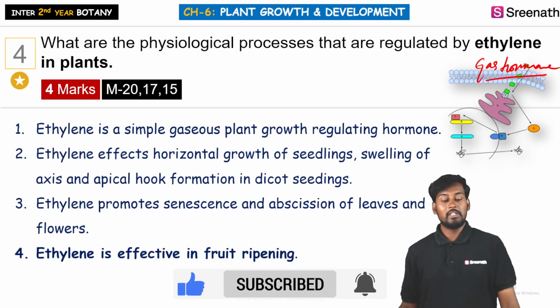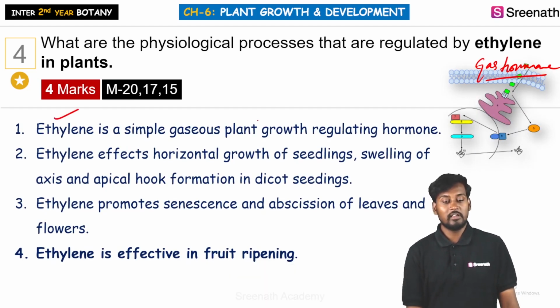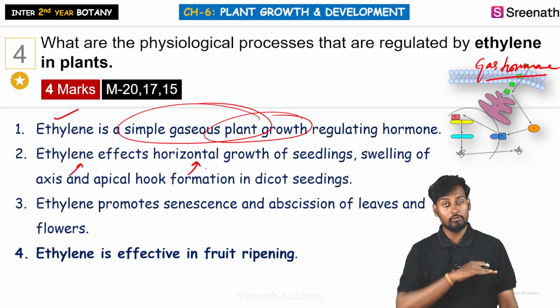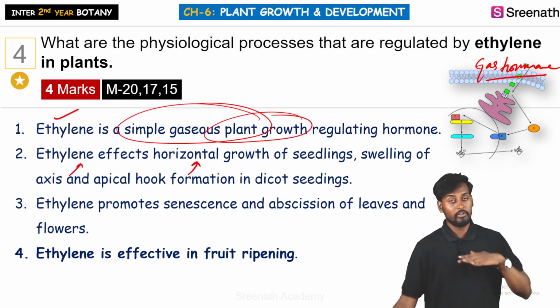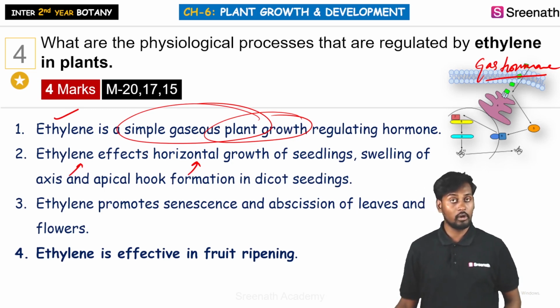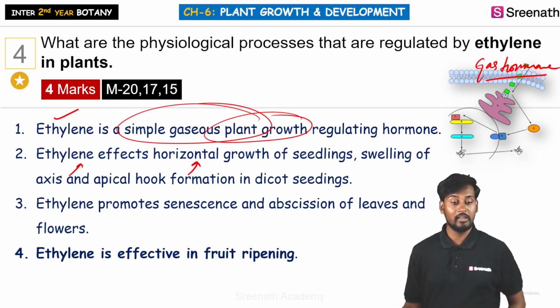So in this, ethylene is a simple gas hormone, which is a plant growth regulator hormone present in the plants. Coming to ethylene, it is generally observed during the horizontal growth of the seedling. When the growth of the seedling is observed to be horizontal to the ground, it is generally liberated by the ethylene, and we can see the swelling of the axis and also formation of apical hook will be observed in the dicot seedling.